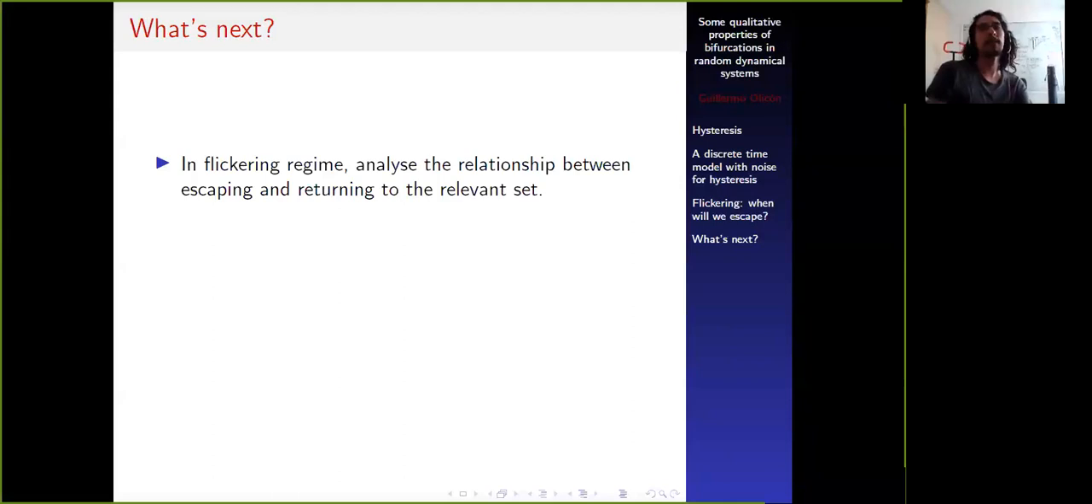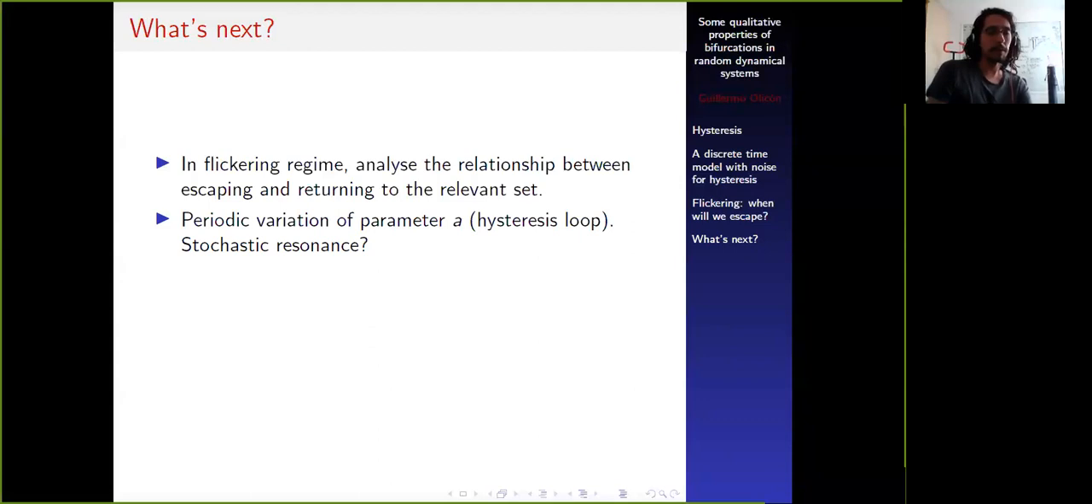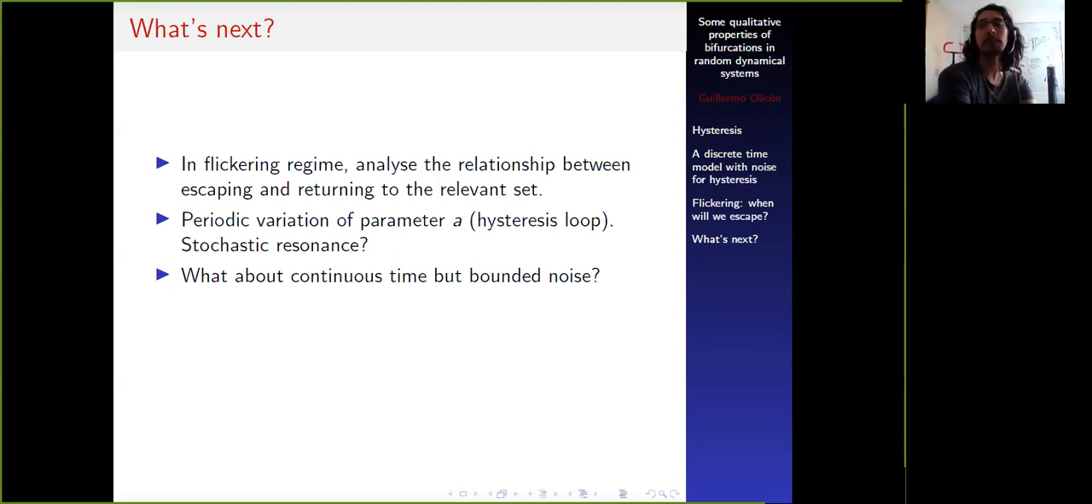The other thing, as I mentioned in the early stage of this talk, is that usually people are interested in periodic variation of the parameters so that you create some sort of a hysteresis loop. And people have observed as well some stochastic resonance. But the stochastic resonance phenomenon has been mostly studied from the SDE setup, and very little is known for discrete time dynamical systems. Also, something that people have not really studied thoroughly is the random differential equation setting, right? When you have continuous time but bounded noise.